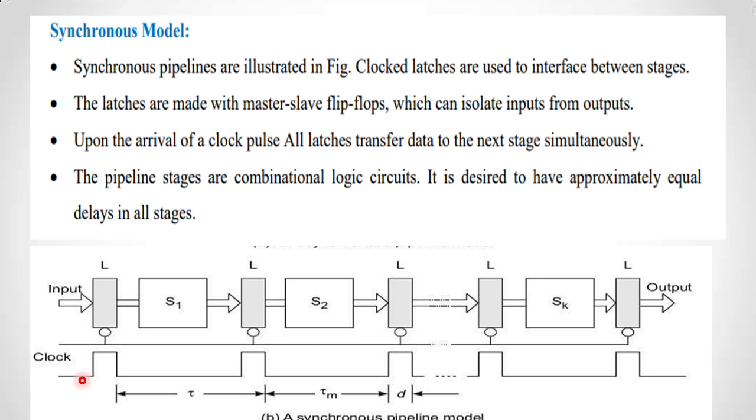If you observe here, whenever a clock pulse arrives, whenever it is high, all the stages simultaneously transfer the data to the next stage. The pipeline stages are combinational logic circuits. It is desired to have approximately equal delays in all stages. So we have equal delay in all stages, but in asynchronous pipelines the delay is different for different stages.